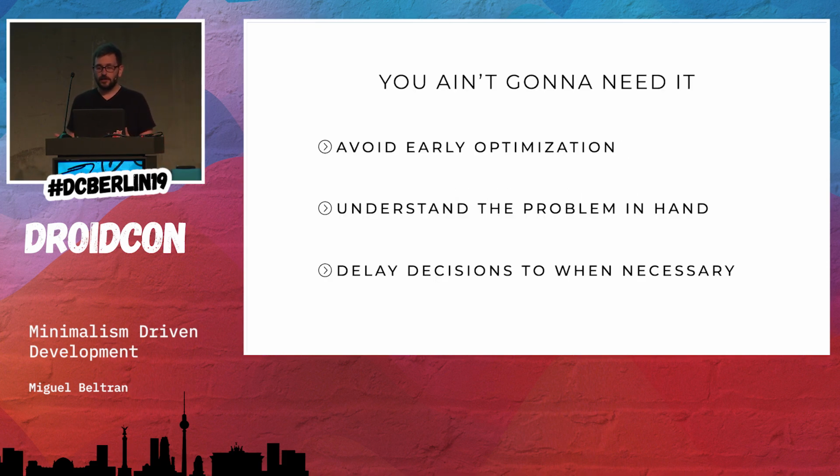This way of thinking is called "you ain't going to need it." By keeping that in mind, we avoid the early optimization of our code. We should try to stop ourselves from deciding the architecture templates that we are going to use before understanding the problem that we have in hand. That includes making decisions about dependency injection, architecture libraries, and so on.